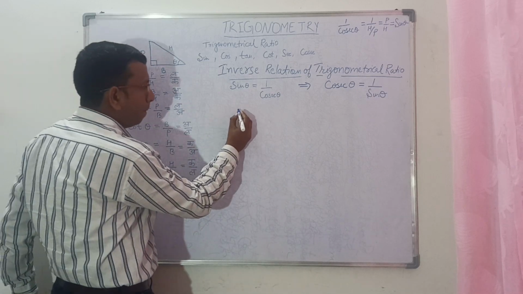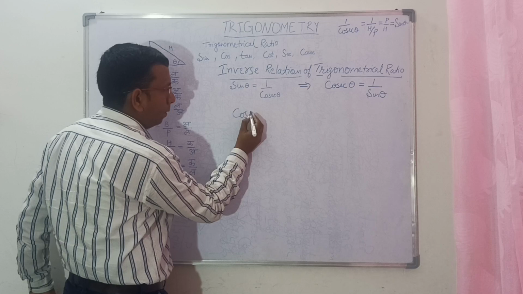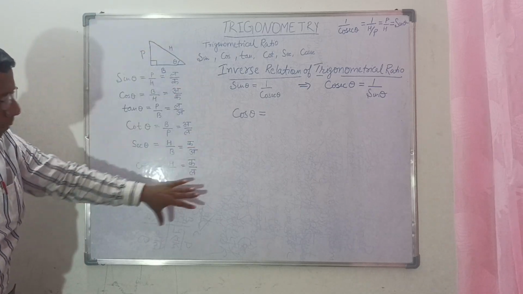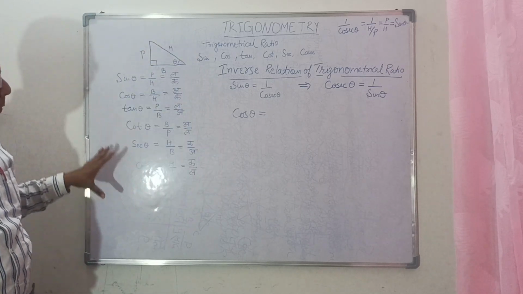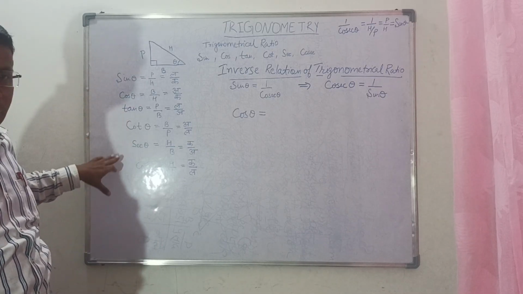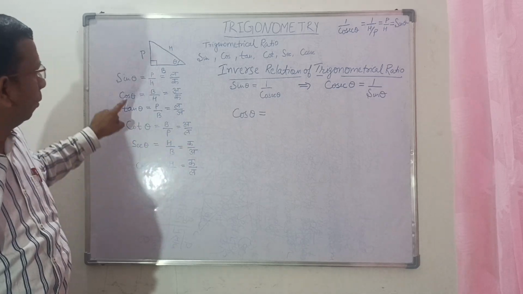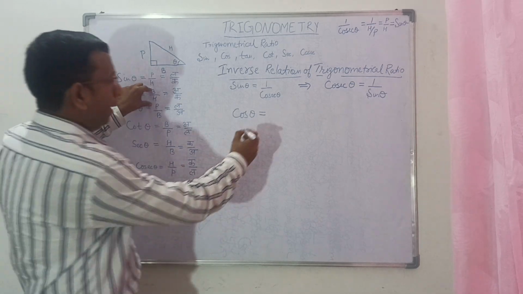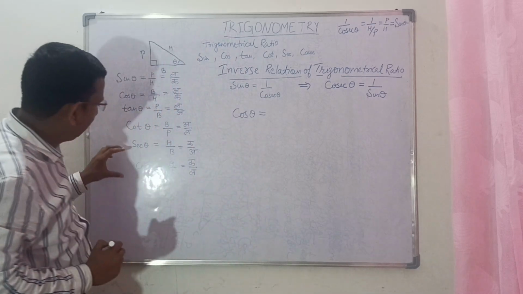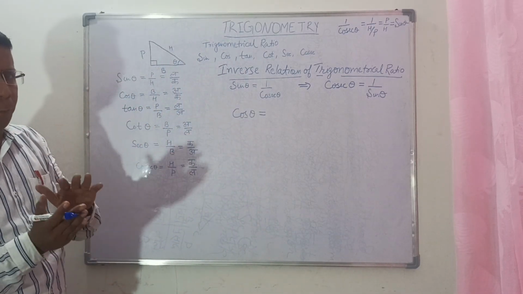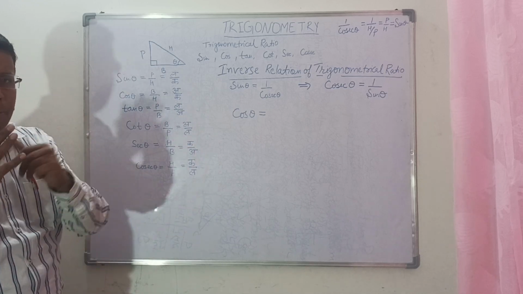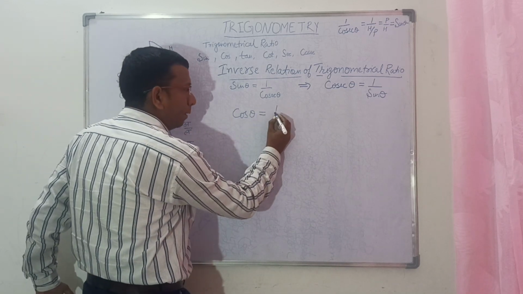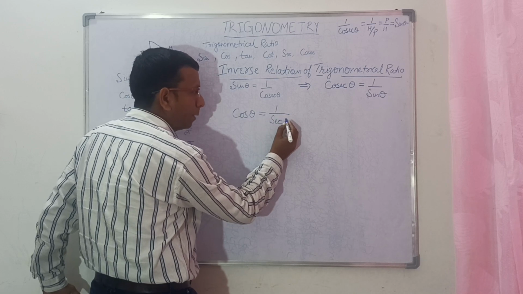At the same time, we can write here cos theta. Let's see, what is cos theta? Just look at this table. There are the six trigonometrical ratios where we find sine, cos, tan, cot, sec and cosec. We need cos theta. So what is cos theta? Let's see what is written here. Base upon hypotenuse. You can write here base upon hypotenuse. And what is the inverse relation of base upon hypotenuse? If you think about this, that will be hypotenuse upon base. So we can write here cos theta is equal to 1 by sec theta.